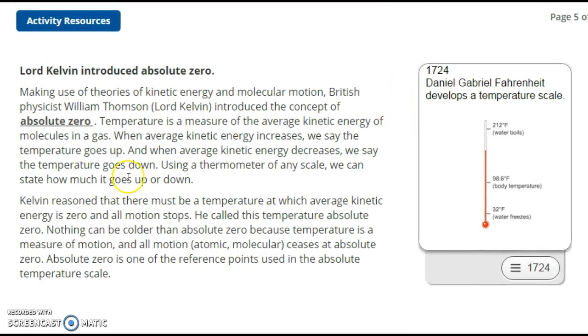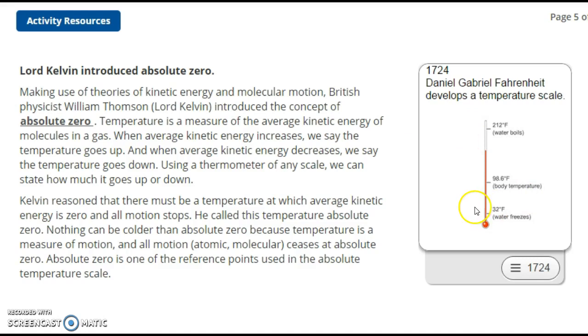Lord Kelvin introduced absolute zero. Making use of theories of kinetic energy and molecular motion, British physicist William Thomson, or Lord Kelvin, introduced the concept of absolute zero. Temperature is a measure of the average kinetic energy of molecules in a gas. When average kinetic energy increases, we say the temperature goes up. When average kinetic energy decreases, we say the temperature goes down. Using a thermometer of any scale, we can state how much it goes up or down.